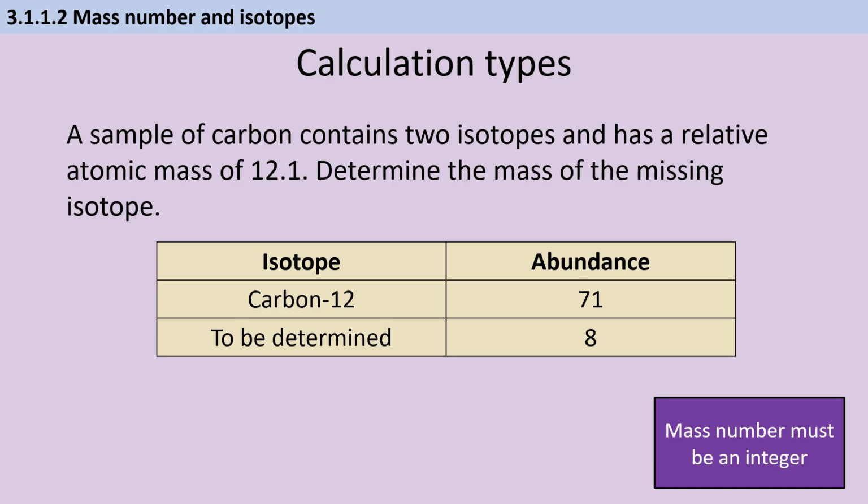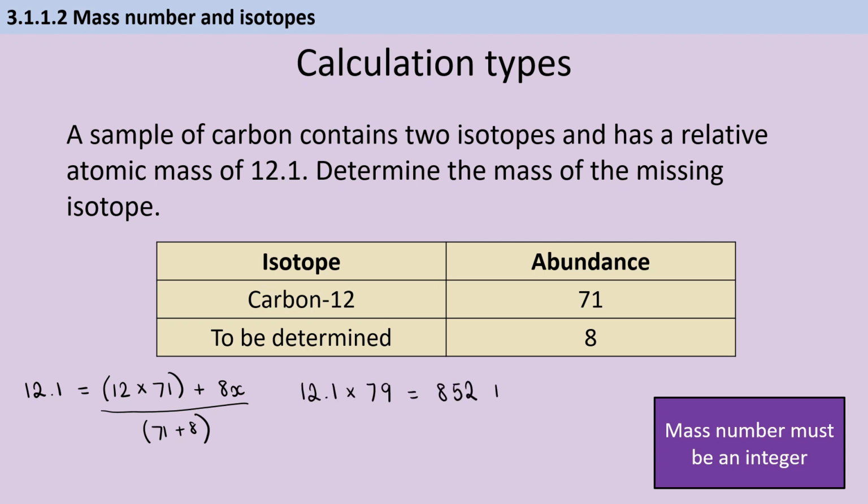Our third possibility is that rather than being given the isotopes and the abundances, we're given the relative atomic mass and asked to work backwards. So the first thing that we're going to do is to write an expression for what relative atomic mass is, substituting in the numbers that we've got. And here I'm using X as the mass of the isotope because I don't know what it is. So I can then solve that, and I'm going to get an answer for the mass of the missing isotope.